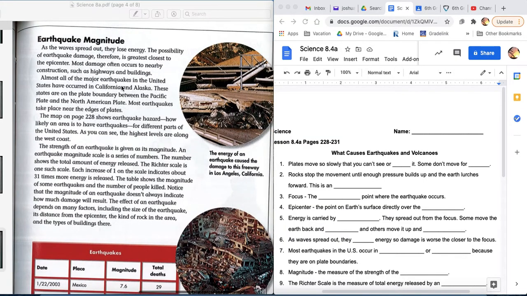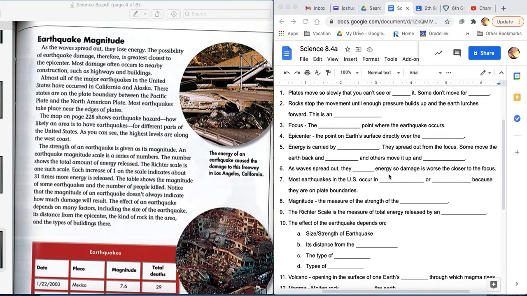Almost all of the major earthquakes in the United States occur in either California or Alaska. These states are on a plate boundary between the Pacific Plate and the North American Plate. Most earthquakes take place near the edges of plates. So you got California and Alaska because they're on plate boundaries.